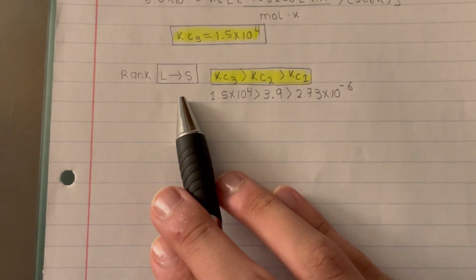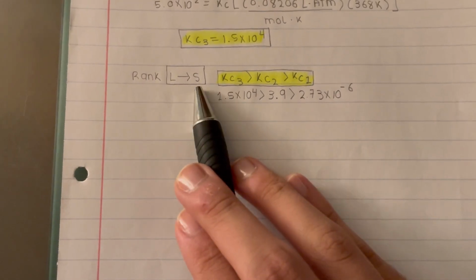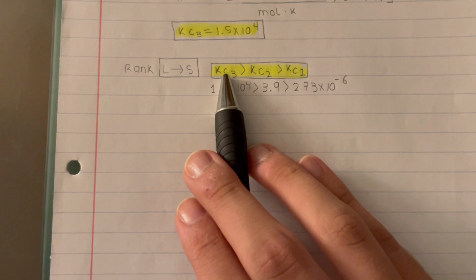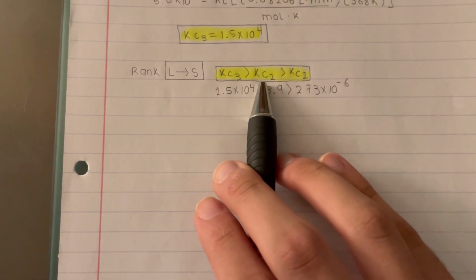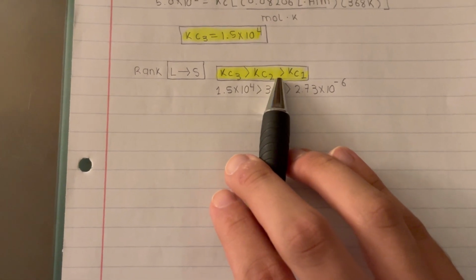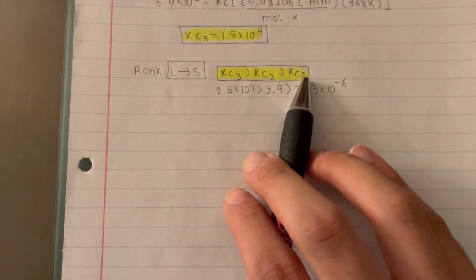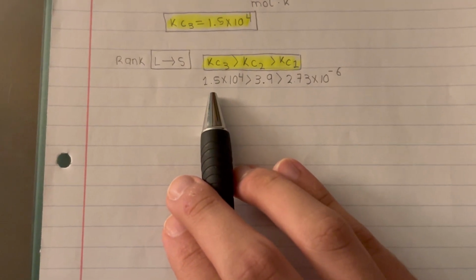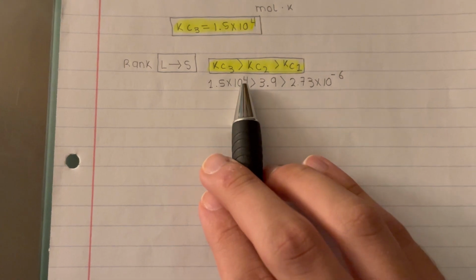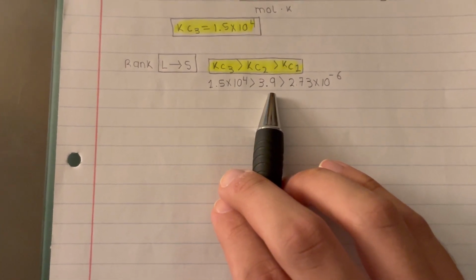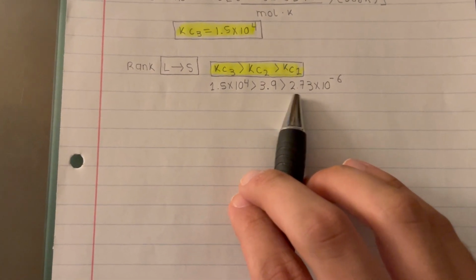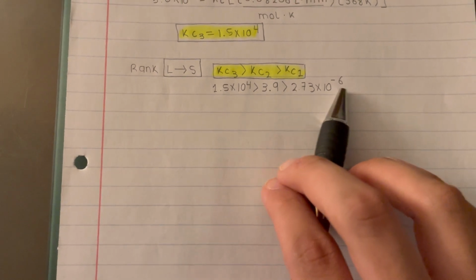Finally, we just have to make sure that we rank it from largest to smallest. So we're going to find that Kc for the third reaction is greater than the Kc value for the second, which is greater than the Kc value for the first reaction. Numerically, it would also look like this. 1.5 times 10 to the fourth is greater than 3.9, which is greater than 2.73 times 10 to the negative 6.